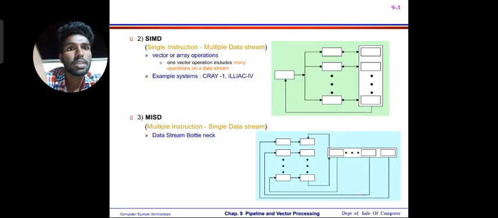Next is SIMD. SIMD means single instruction multiple data stream. SIMD means vector or array operations. One vector operation includes many operations on the data stream. Show the side diagram. Explain the system. And another is MISD.